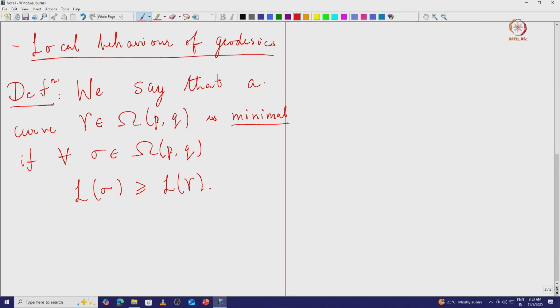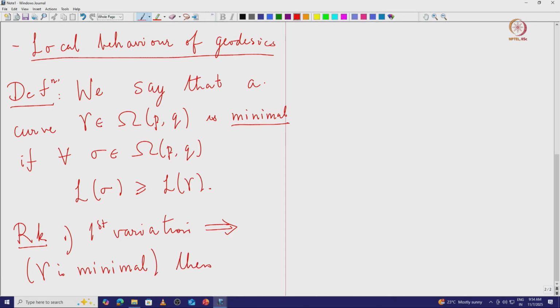So let me make a couple of remarks. Firstly, as I was saying, the first variation formula implies that if gamma is minimal, then gamma is a geodesic, right. Okay, so that was the consequence of the first variation formula.